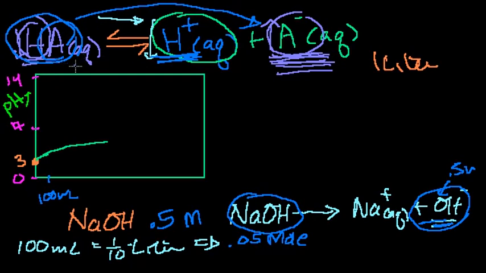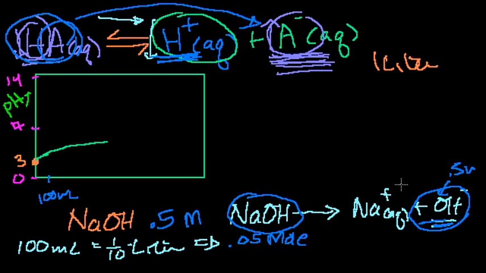What's going to happen? Well, right when you get above that point, when you start adding even more, you're going to start getting very basic. It's just going to skyrocket up the pH, because then you're adding OHs and they're not being canceled out by any hydrogen, and there's nothing to backfill the hydrogen. So you're going to get to a very high pH.